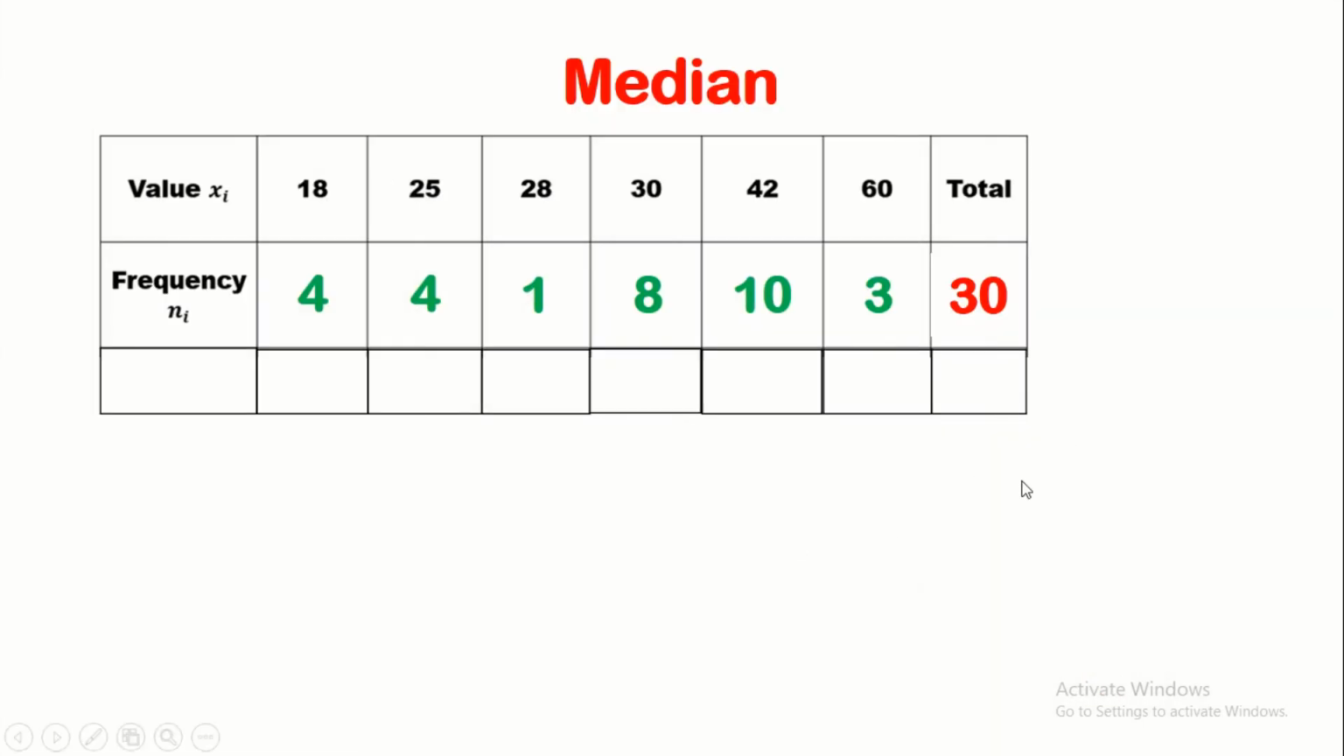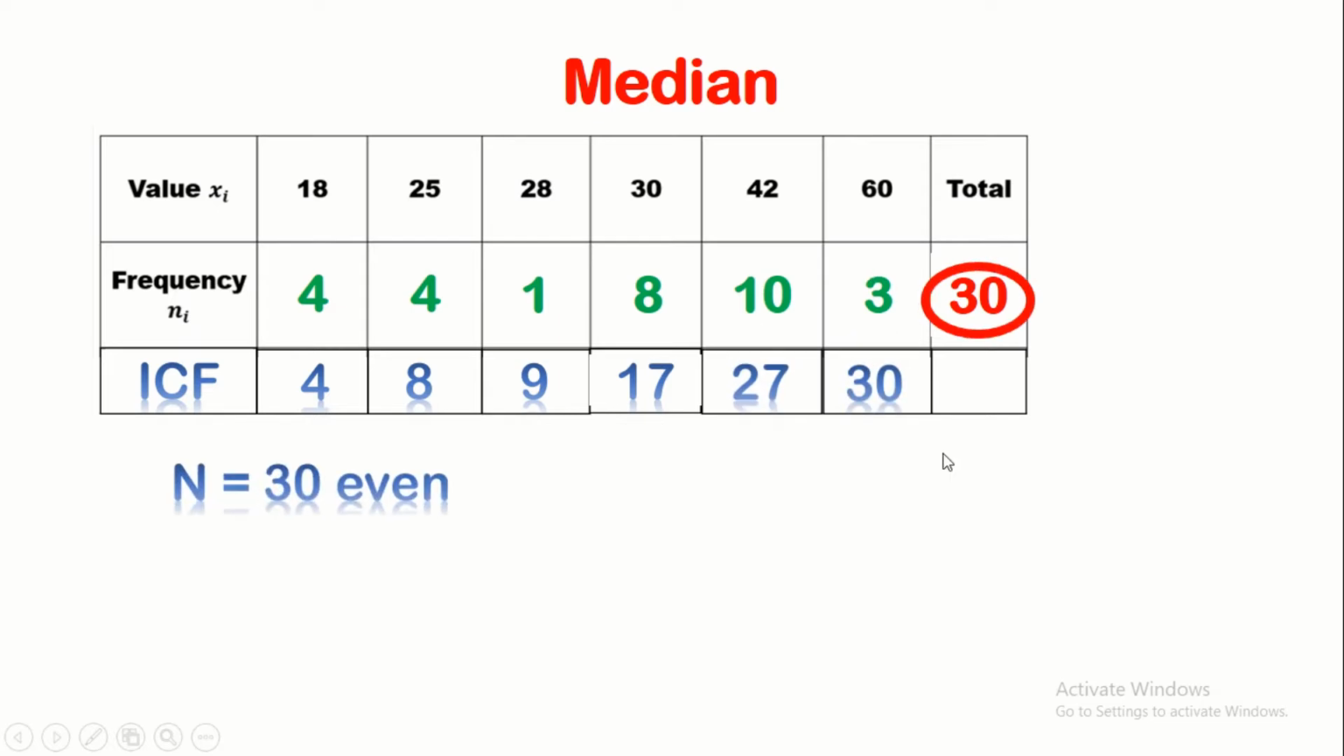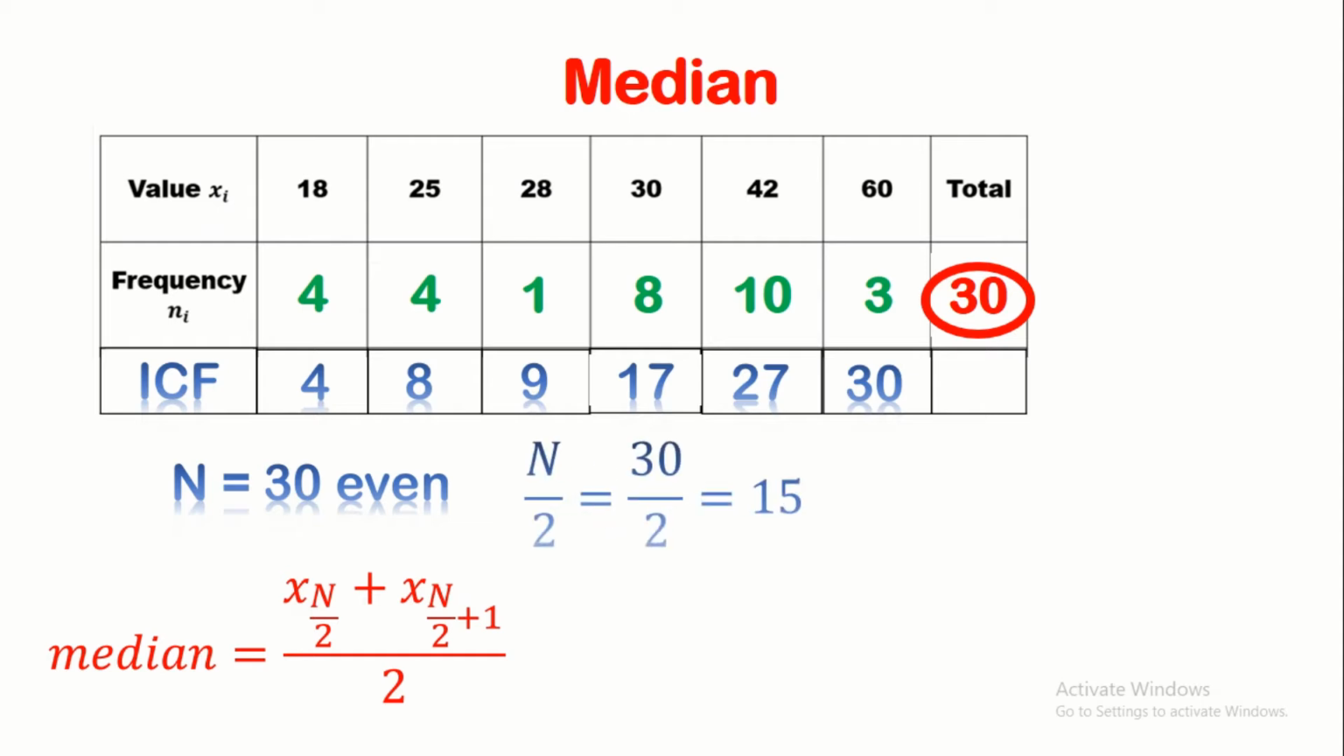Another special case, also here the total is even. Well, we start by the increasing cumulative frequencies. Now 4 plus 4, 8 plus 1, 9 plus 8, 17 plus 10, 27 plus 3, 30. Now the total is even, so the median is (x_{n/2} + x_{n/2+1}) all divided by 2. N over 2 is 15, then x_{n/2} is x15 and n over 2 plus 1 is 16, so it's (x15 + x16) all divided by 2.